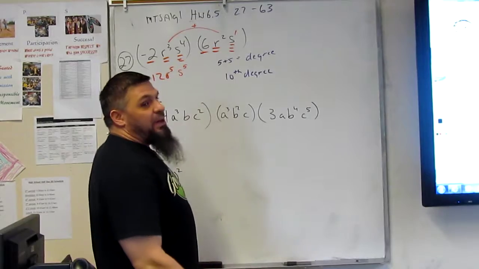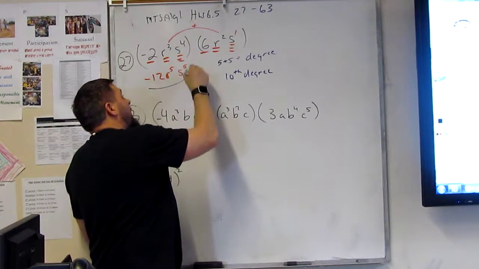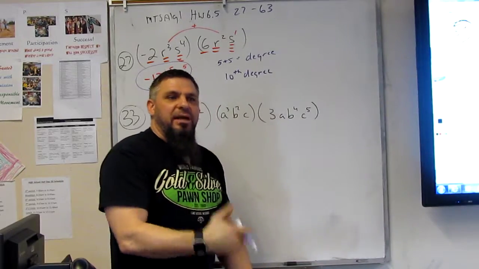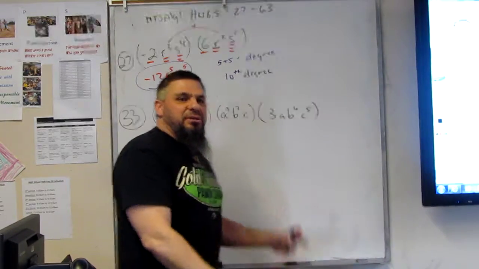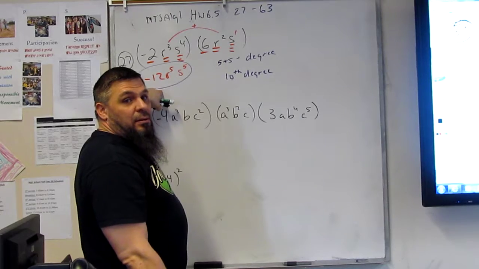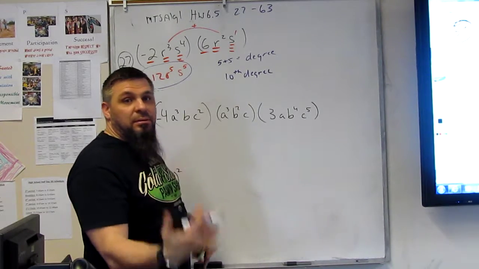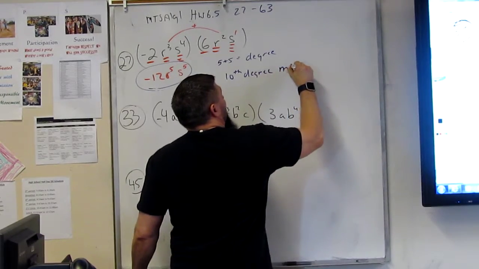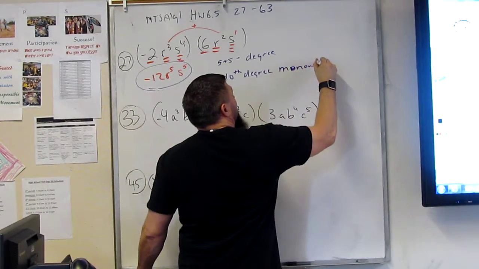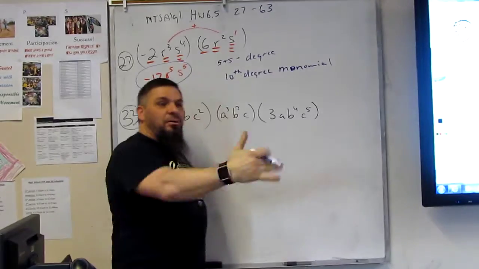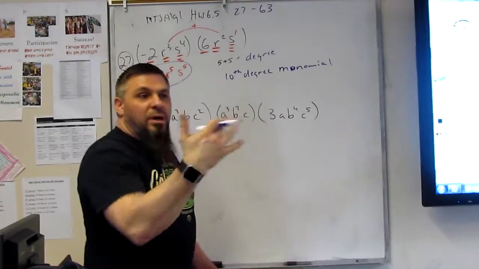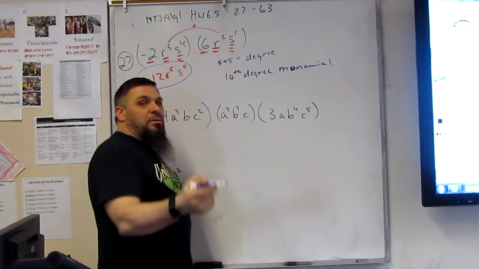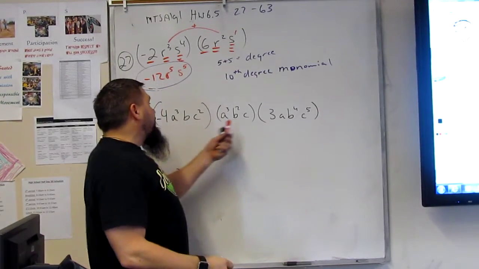And now, how many pieces are there? It's how many pieces are adding to each other. How many terms are adding to each other? And there's only one. So we call this a monomial. Monomial. Mono on mono. One on one. Mono. One. Okay? So monomial.